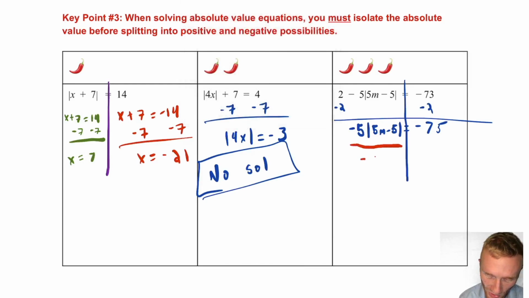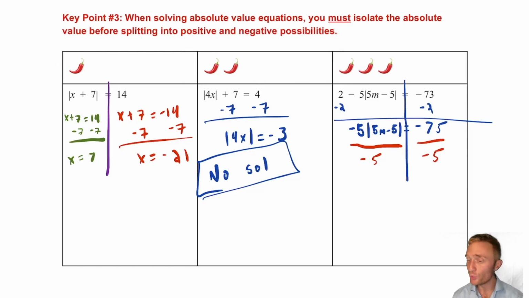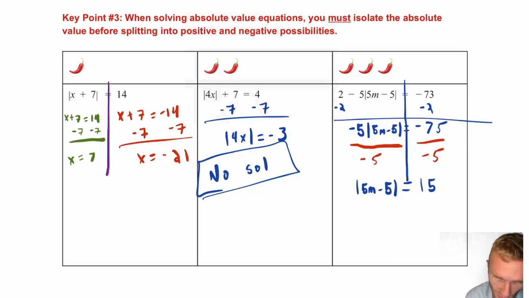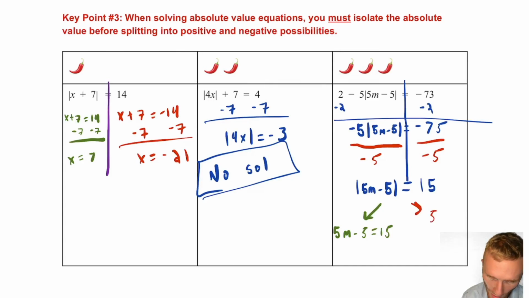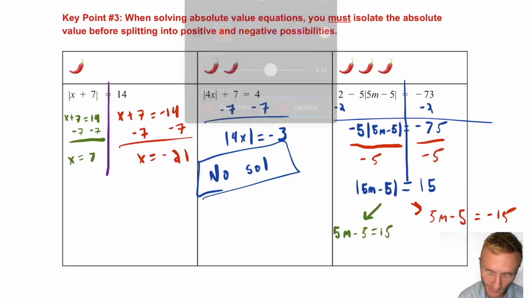And if you haven't yet, you're about to see what I mean. If you divide both sides by negative 5, because you have to isolate the absolute value, including any coefficients, you have to do that first, you're going to get the absolute value of 5m minus 5 is equal to a negative divided by a negative is a positive 15. So we will have 2 solutions. You're going to have to break this up into the positive and negative versions. On the one hand, 5m minus 5 could be equal to 15. On the other hand, 5m minus 5 could be equal to negative 15.